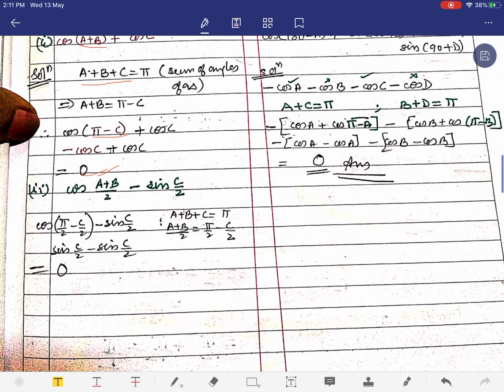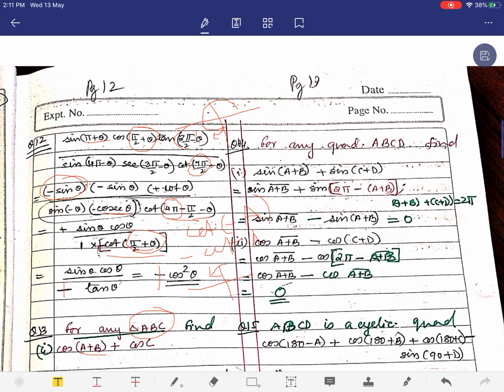Another question in continuation of it, you have to find the value of cos of A plus B upon 2 minus sin C upon 2. So, we have this relation A plus B upon 2 is equal to pi on 2 minus C upon 2. So, cos of pi on 2 minus C upon 2 is sin C upon 2, minus sin C upon 2, hence this is also 0. So, these are all application based questions in continuation of those allied angles. We can get all these questions as objective type questions where many steps are not required.